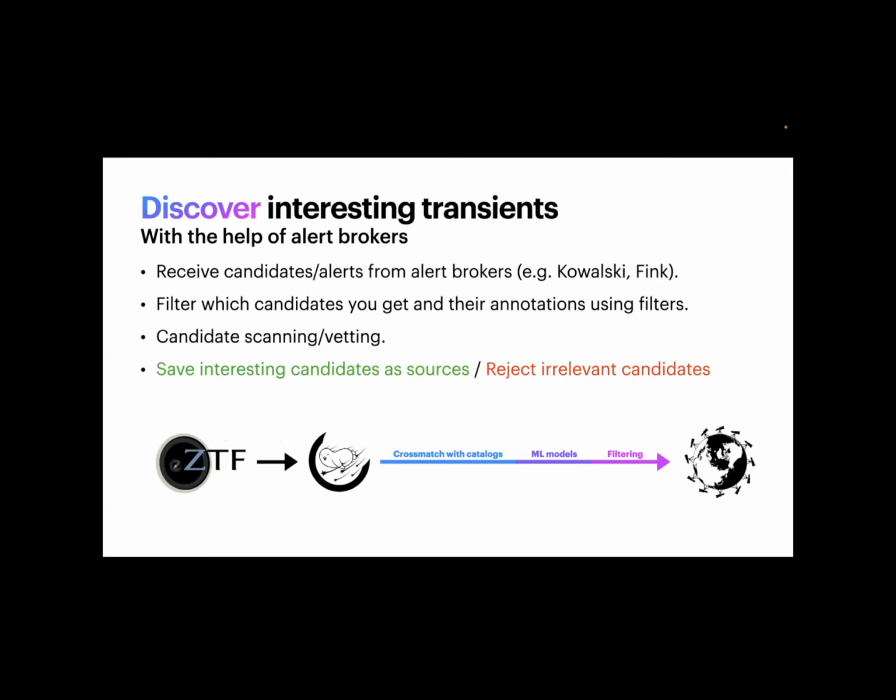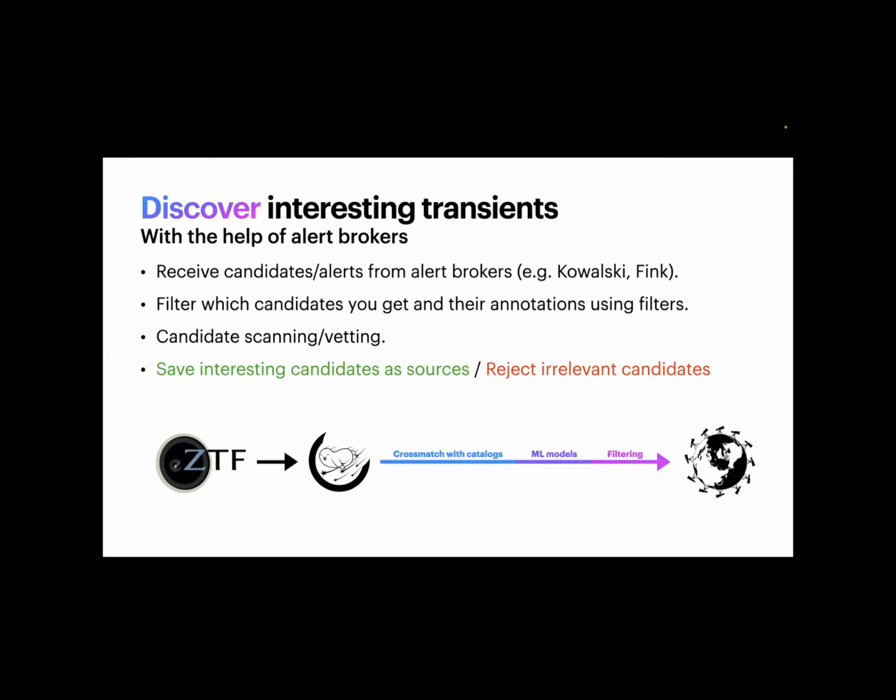So when it comes to discovering interesting transients, of course, we need alert brokers. So at Caltech, we have our internal one called Kowalski, which is for ZTF, Gattini, and soon to be WINTER. And in the instance of GRANDMA, we rely on Fink to get all of the transient data. And we allow you to filter which candidates you get, and in the case of Kowalski, create automatic annotations.